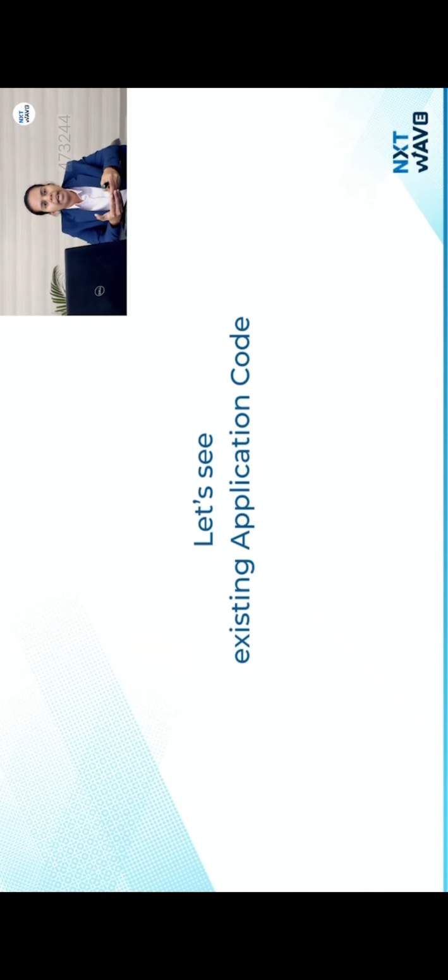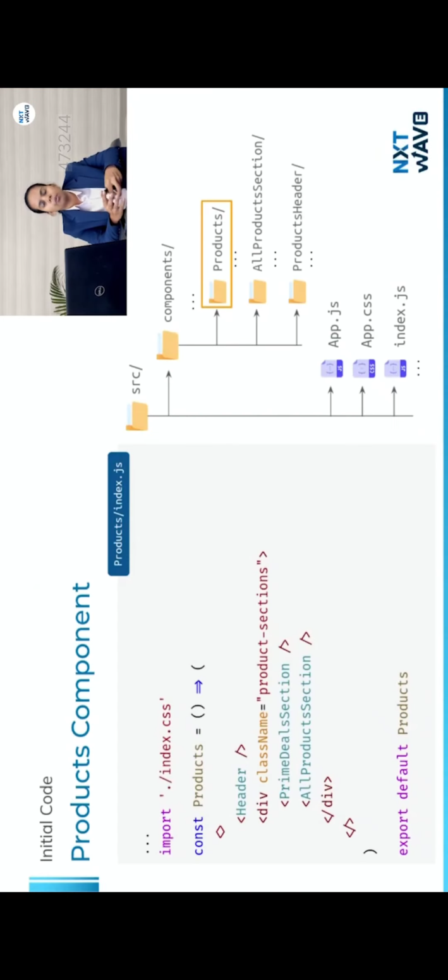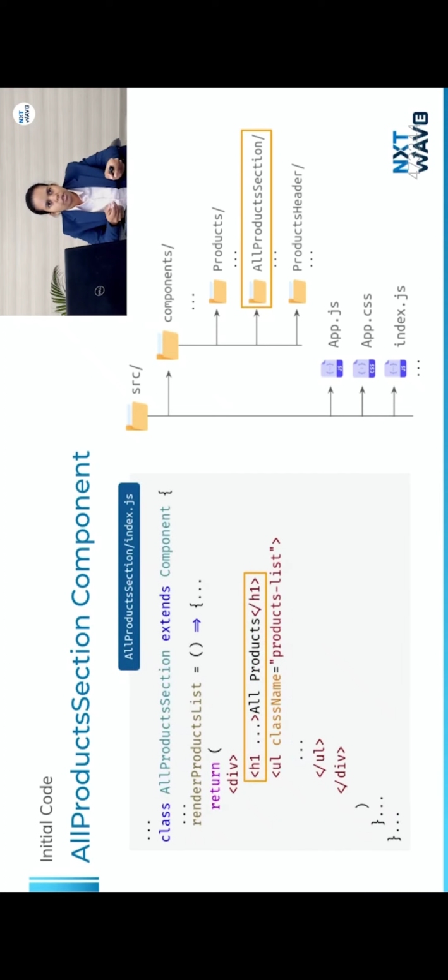So now we are done with getting an understanding about the products header component. Now let's have a look at the application code. We are already familiar with this. There is a products component. Within the products component, you can see there are two sections, the prime deal section and the all products section. In the all products section, we want to integrate this products header component. Currently there is a heading, all products. Instead of that, we want to integrate the products header component with that sorting functionality. This is what we want to do.